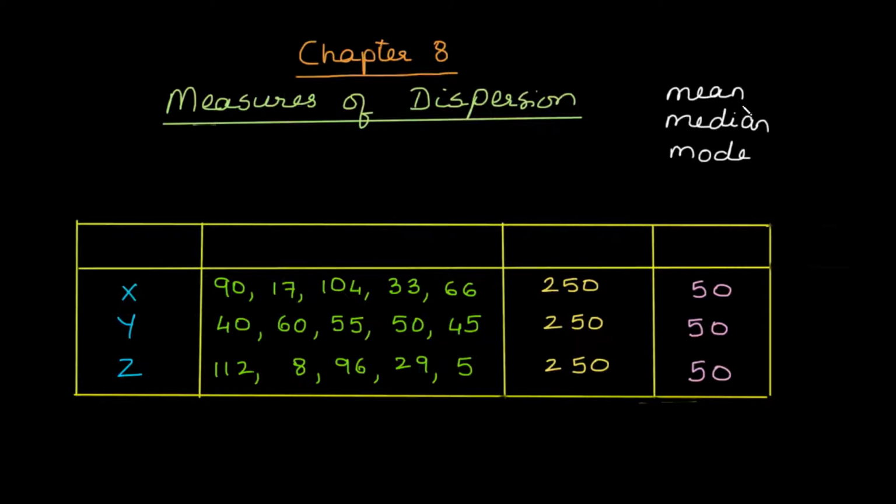But these values, which are called central tendency, tell us only about the central part of the data, which is not very useful in all situations actually. They do not give us any information about the spread of data. Now let me explain this with the help of an example.